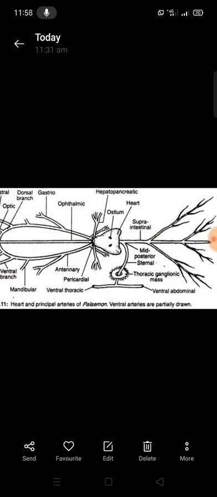When the blood enters the gills, they are always in contact with water. When the respiration process occurs, oxygen enters the deoxygenated blood. When these two join, the blood is purified, that means oxygenated blood. That oxygenated blood is taken by the various arteries and supplied to all the body parts. This is the circulation system, the blood vascular system of the prawn.